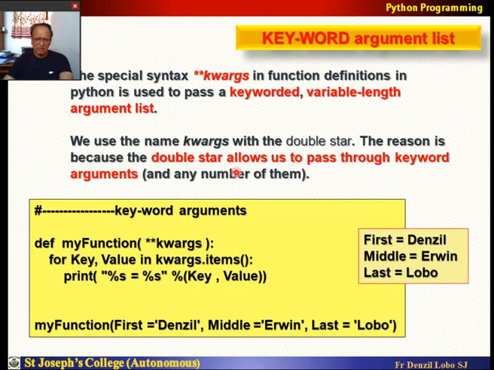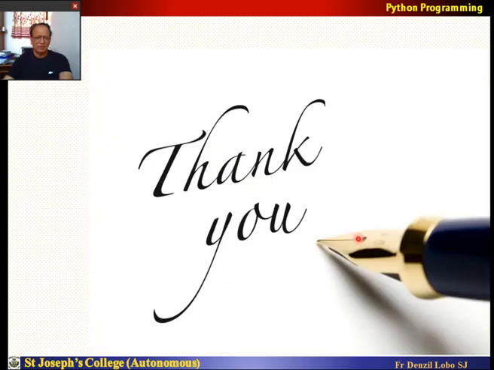The reason is that the double star allows us to pass through keyword arguments of any number of items. Therefore, it's a variable length keyword argument list. So, good example. Thank you.